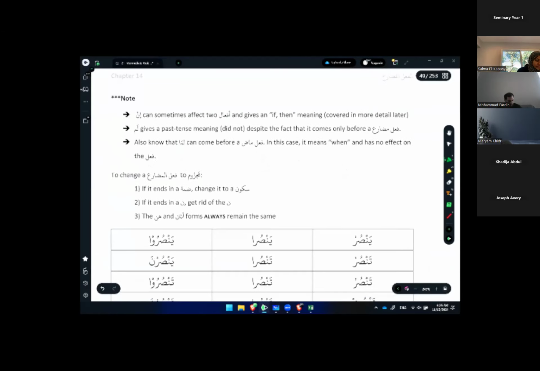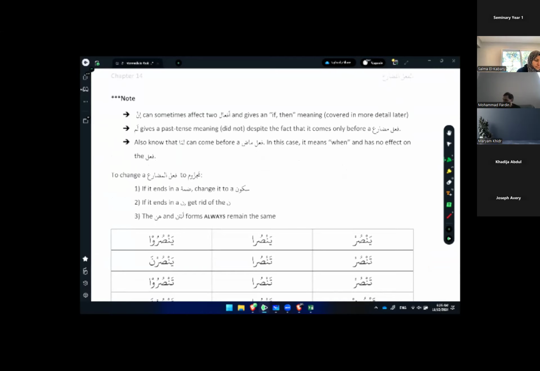Okay, note, in can sometimes affect two af'al and gives an if-then meaning. Covered more in detail later, which we just did. Lam gives a past tense meaning, did not, despite the fact that it comes only before a fi'al mudari'. That's kind of just a mental shift you have to make.